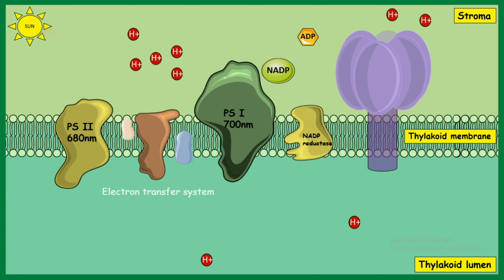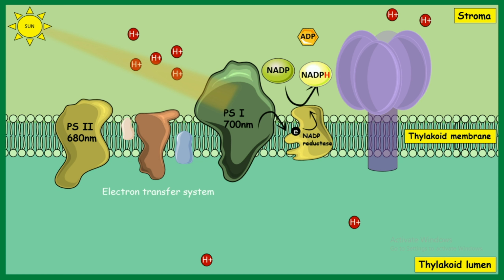So, let's see what happens when sun ray falls on PS1. As soon as sun ray falls on PS1, one electron gets excited, and that electron is taken up by NADP reductase, and this NADP reductase enzyme transfers its electron to NADP, forming NADPH or reduced NADP.